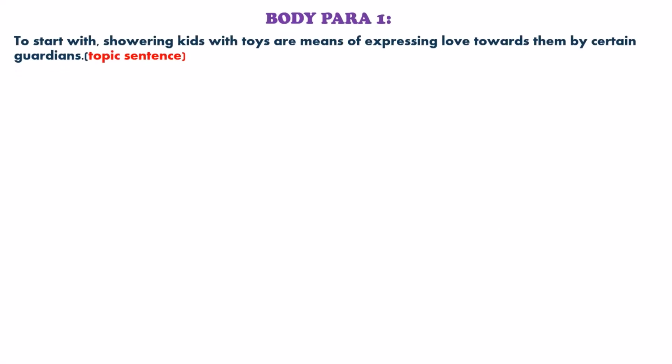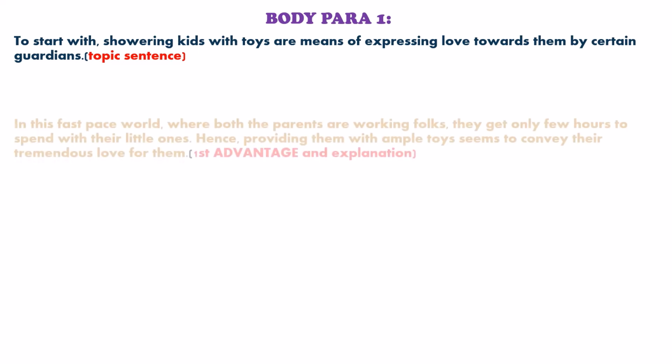Moving ahead to our body paragraph 1. Your body paragraph will first have the topic statement. As you can see, it says here, showering kids with toys is a means of expressing love towards them by certain guardians. So it shows that there is something positive that comes by giving toys, that is expressing love. So this is our topic statement. The reader can understand that we are giving our positive side of having toys.